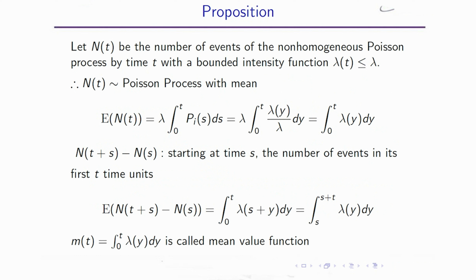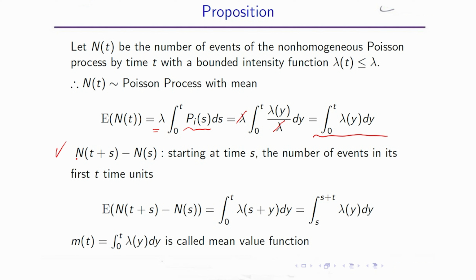Let N(t) be the number of events of the non-homogeneous Poisson process by time t with the bounded intensity function λ(t) less than or equal to λ. So N(t) follows a Poisson process with mean expectation of N(t), and we know this is equal to λ times the integration from 0 to t of π(s) ds. And the probability π(s) is actually equal to λ(y) over λ, right? So we can cancel out λ and we get the integration of λ(y) dy.